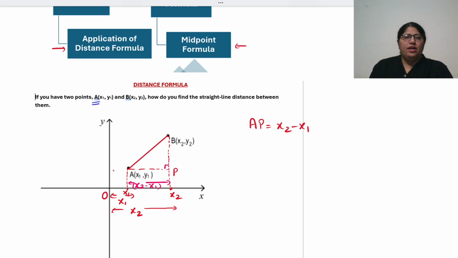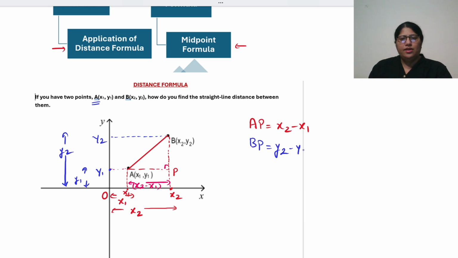right? Similarly, this is the y direction movement. So from here till here, this is going to be the y1 coordinate, and similarly here on the y-axis is going to be y2. So the total distance from the origin is y1, and here the total length is y2. Now I need the length of BP. What is going to be the length of BP? y2 minus y1. You can see that this length is going to be y2 minus y1.